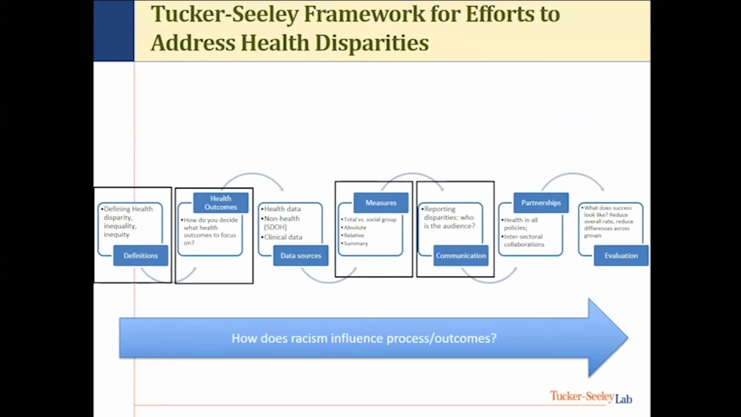So we focused on definitions, health outcomes, measures, and communication, but an important question to ask as one proceeds across this framework is how and whether racism influences the outcomes and also the process. That is, what role does racism have in the pathways that lead to the differences noted? And also, what role does racism have in who and how we define, measure, and report disparities?